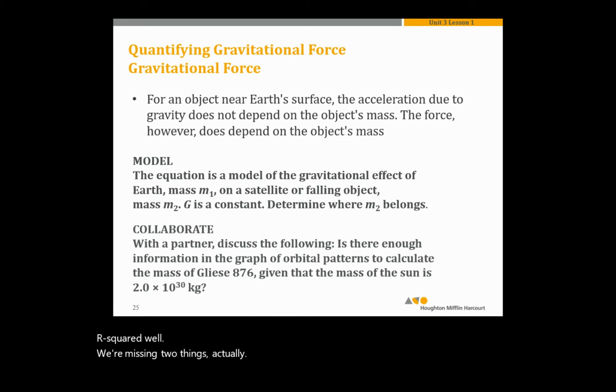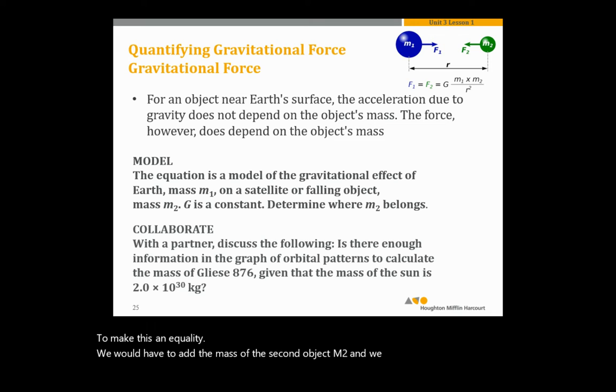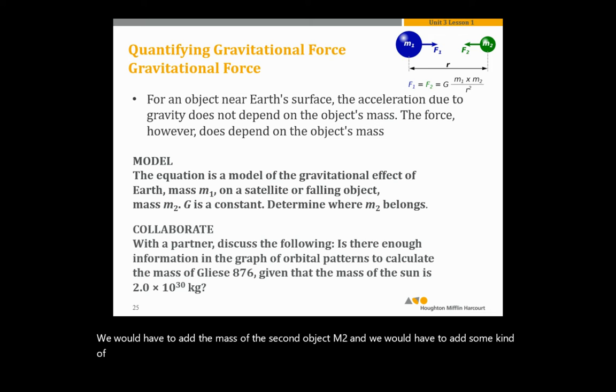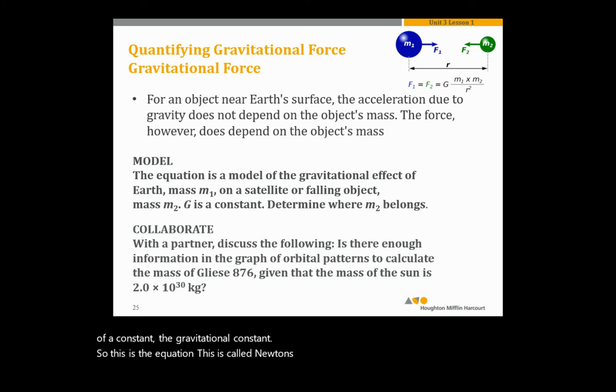To make this an equality, we would have to add the mass of the second object, m2, and we would have to add some kind of a constant, the gravitational constant. So this is the equation. This is called Newton's law of universal gravitation.